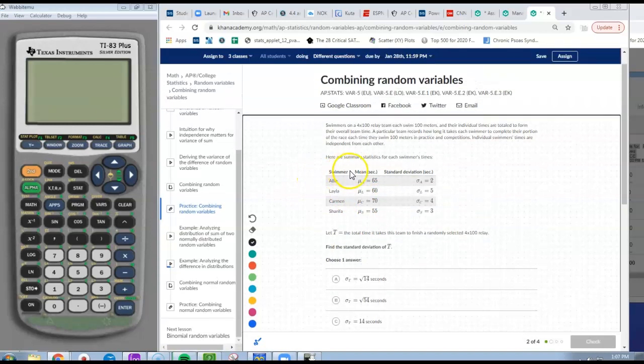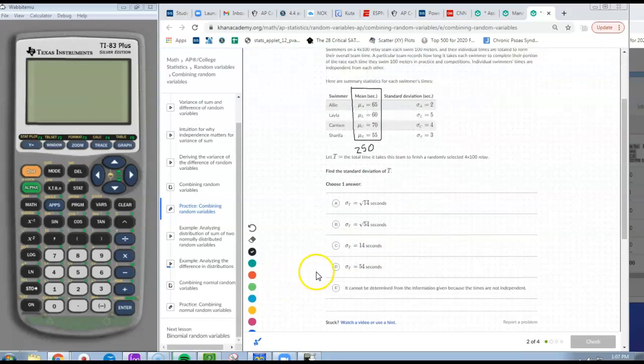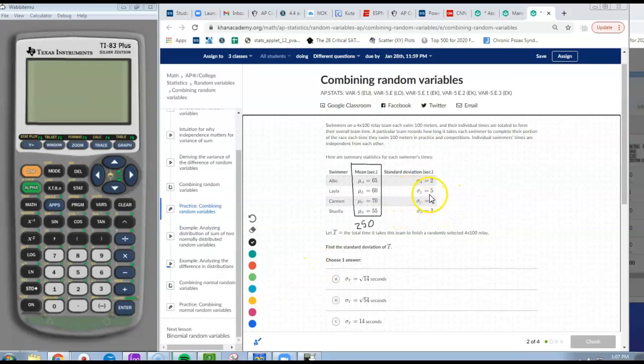So again, I know they're not asking this, but I'm going to go through the means also. For means, you would just add up these. You just straight up do whatever is being done, you do to the mean. So 65, 60, 70, so I think that's 250. Would be the mean. Not really worried about it. They didn't ask me to do it. Just eyeball it. That's 250.